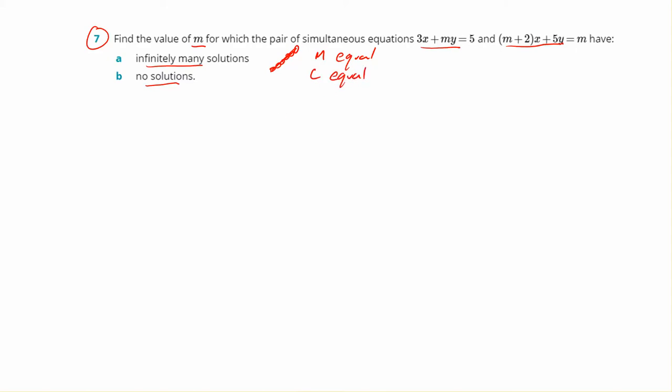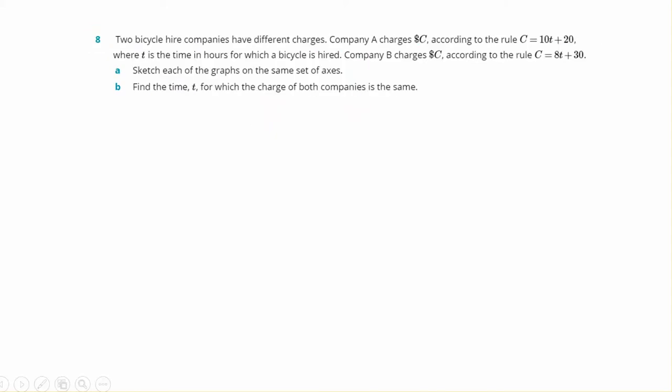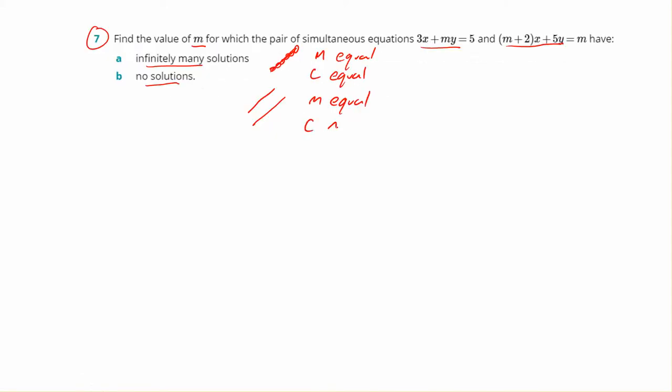Similarly, for no solution, no solution means they must be parallel, meaning they're tram tracks. So m obviously has to be equal, but c is not equal. If c is equal as well, it means you get the overlap scenario, which we don't want. So the trick to this question is you've got to make sure you find what your gradient and y-intercept are for both lines.